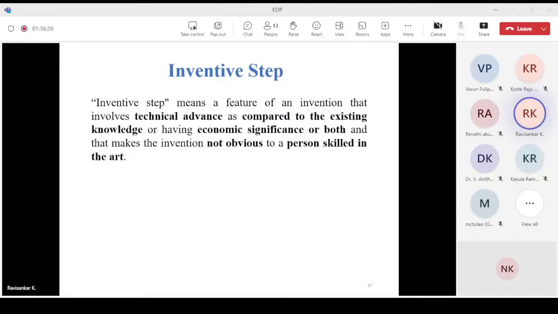So, inventive step. Inventive step means a feature of an invention that involves a technical advance as compared to existing knowledge, or having economic significance, or both, and that makes the invention not obvious to persons skilled in the art. As I said, the process by which we are making an aspirin tablet is a new process which is not known to the people at the time of filing our invention.